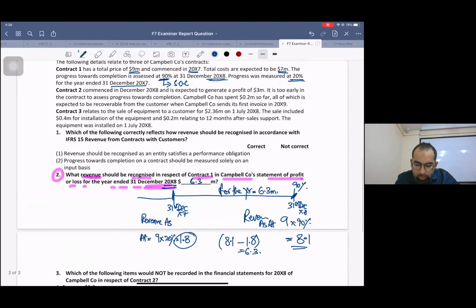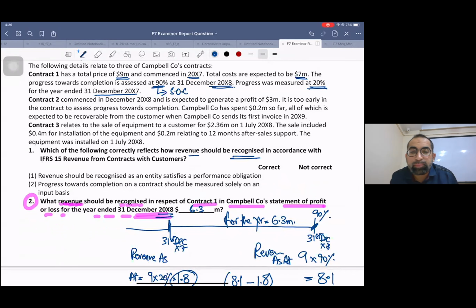Okay, one easy general question for you. See this. Which of the following correctly reflect how revenue should be recognized? This is related to stage 5. I hope you remember stage 5, book revenue. There are two statements. You have to identify true and false, correct or not correct. Statement 1 and statement 2. Giving you 30 seconds. Come on, start.